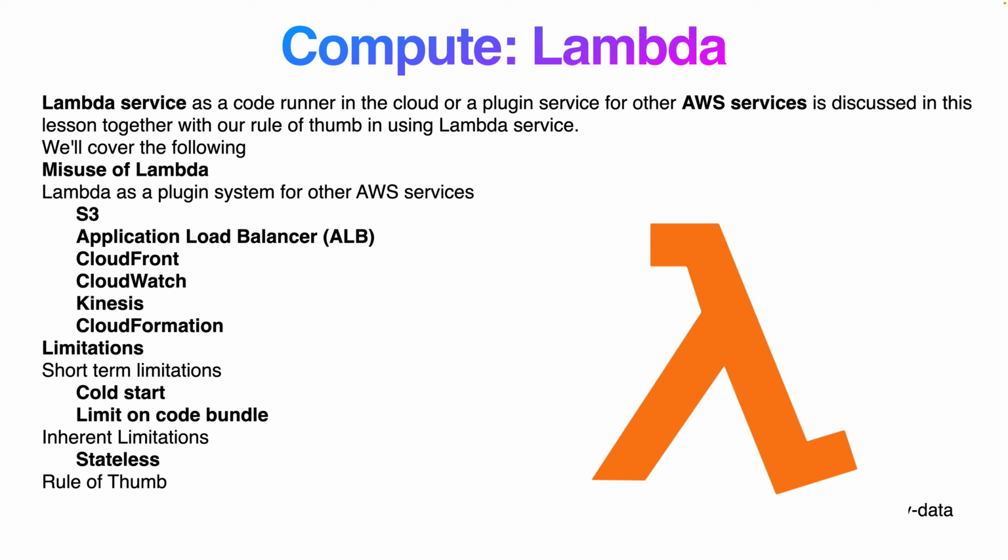Today we are going to talk about AWS compute services, which is Lambda. So the Lambda service is a code runner in the cloud, or a plugin service for other AWS services. As discussed in the lesson together, we go through using Lambda services. The topic here is the misuse of Lambda functions, and Lambda as a plugin system for our other AWS services, like S3, ALB, which is the Application Load Balancer, CloudFront, CloudWatch, Kinesis, and CloudFormation.